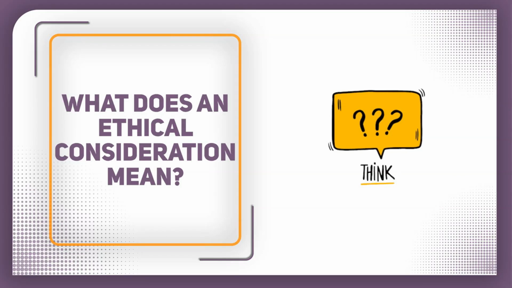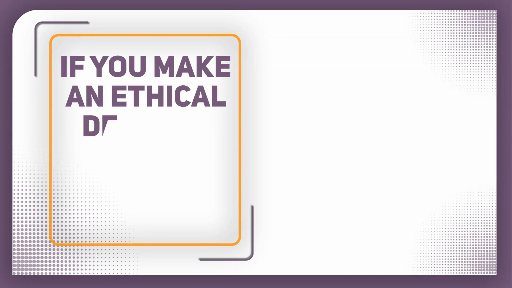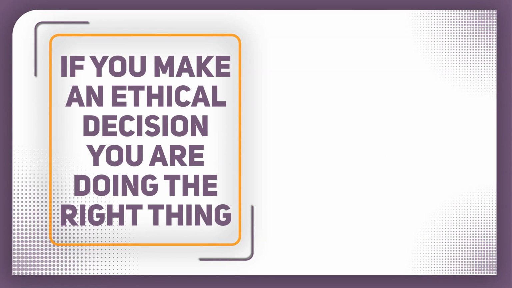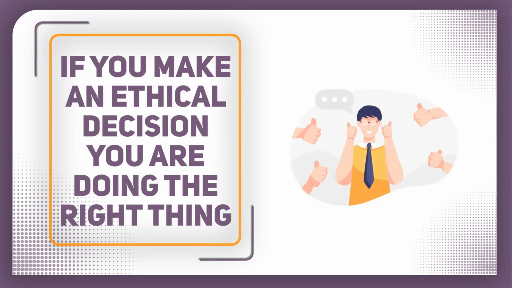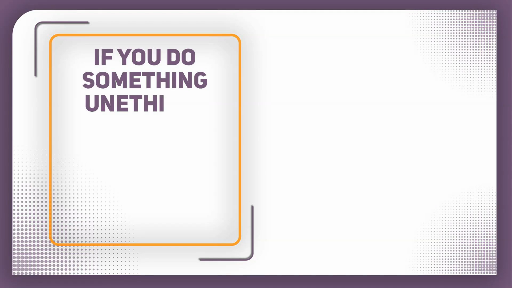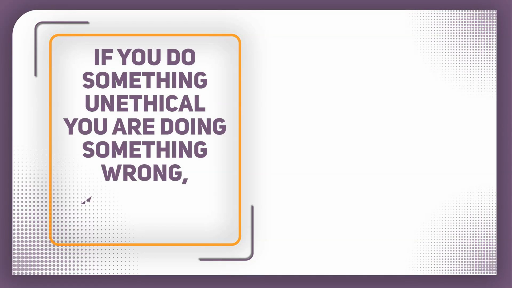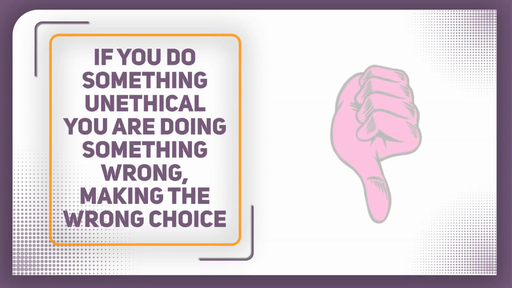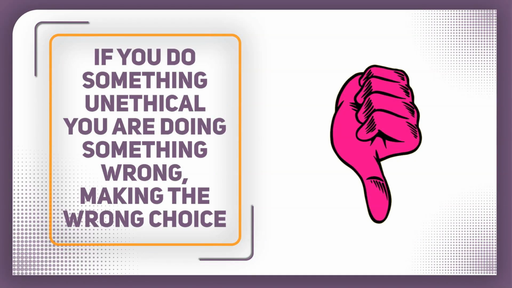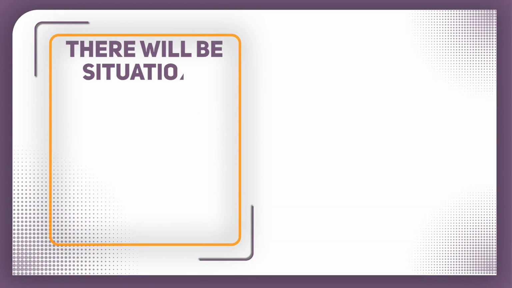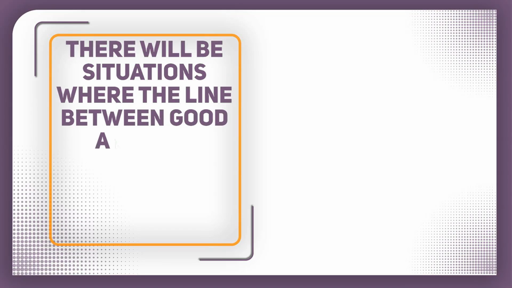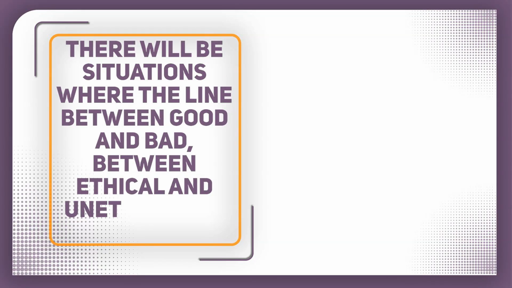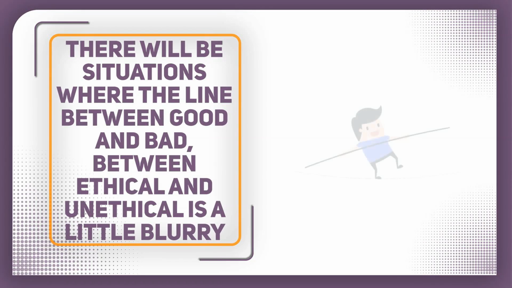Firstly, on one side is ethical, and on the other side is unethical. If you make an ethical decision, you are doing the right thing, the morally correct thing. If you do something unethical, you are doing something wrong, making the wrong choice. But it's not always as simple as that. There will be situations where that line between good and bad, between ethical and unethical, is a little blurry.